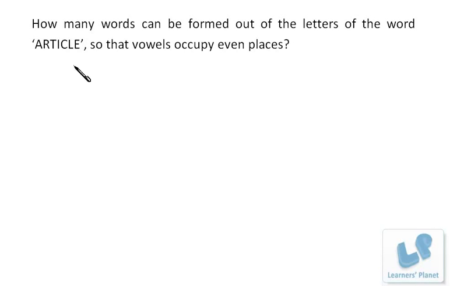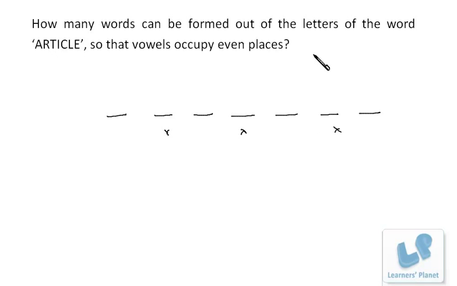Now let's take this. How many words can be formed out of the letters of the word ARTICLE so that vowels occupy even places? Now we have 1, 2, 3, 4, 5, 6, 7. 7 letters are there. So 1, 2, 3, 4, 5, 6, 7. Now we have 3 even places, right?